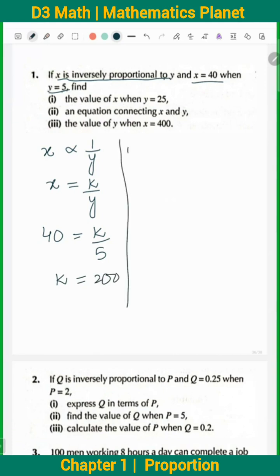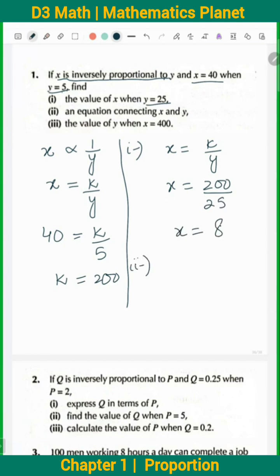Okay. Number 1. Find the value of x when y is equal to 25. So x is equal to k by y. Now x is equal to, what is k? 200. What is y? 25. So tell me what will be the value of x? 8. Very good.